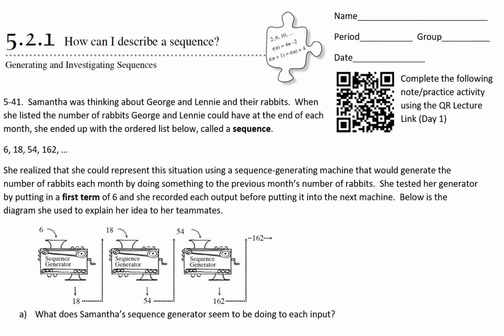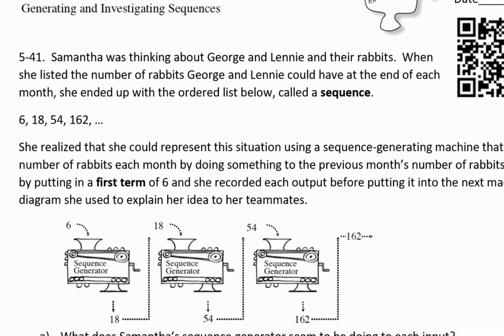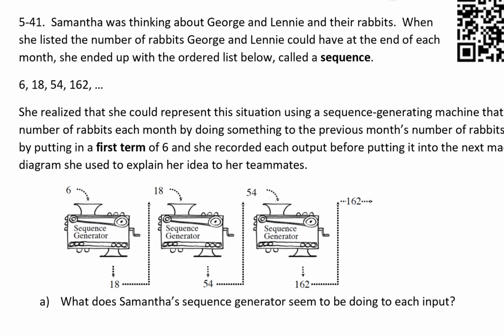Daisy. So, question 41 says Samantha was thinking about George and Lenny and their rabbits. When she listed the number of rabbits George and Lenny could have at the end of each month, she ended up with the ordered list below called a sequence.